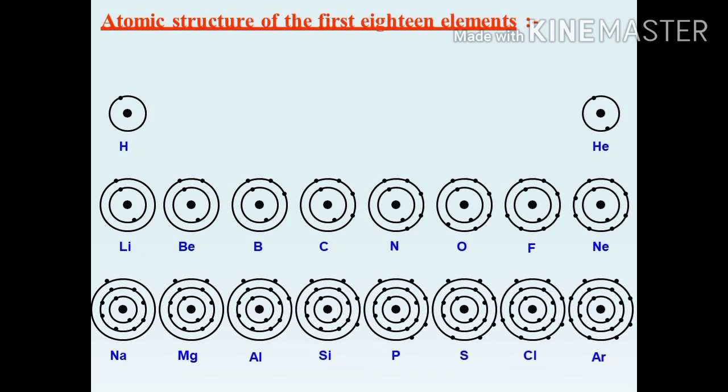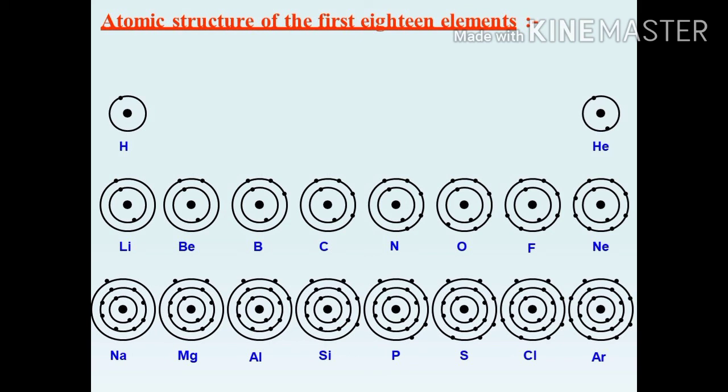Fluorine. Like this, see these pictures, everything. Fluorine: first orbit 2, the second orbit contains 7. Total 9 electrons. How many electrons are needed to fill the second orbit of fluorine? 1. So valence is 1.